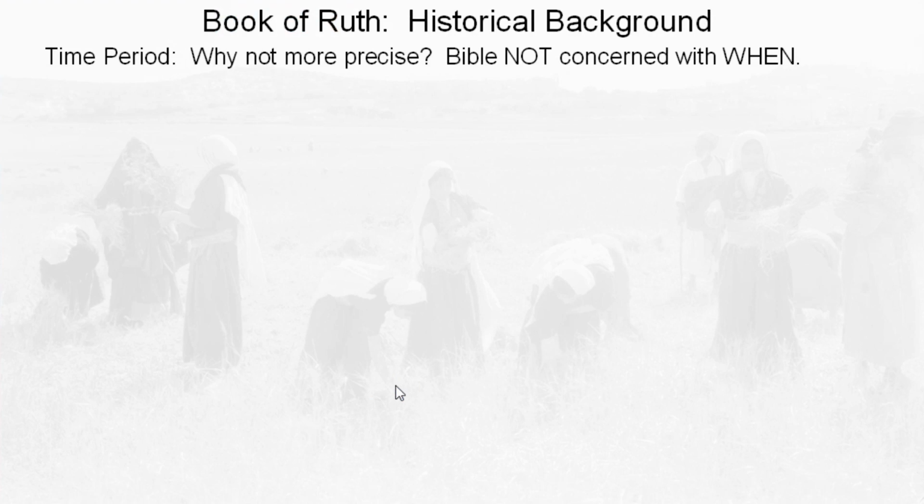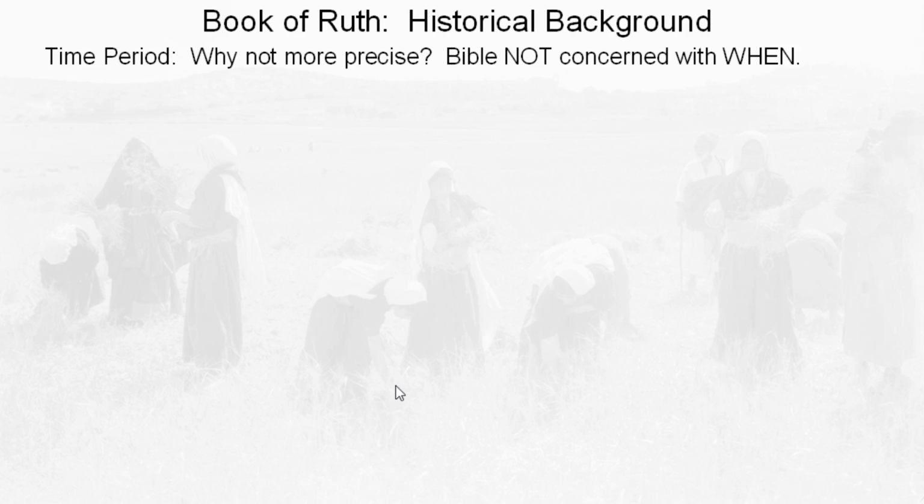So now a little bit more background, the time period. Why is God not precise? Why doesn't God inspire this author to give us a clear indication of when this happened? Frankly, it happens all the time in the Bible. That's why there's such a huge conundrum in the Christian community regarding young earth versus old earth creation, because God does not give that type of information.